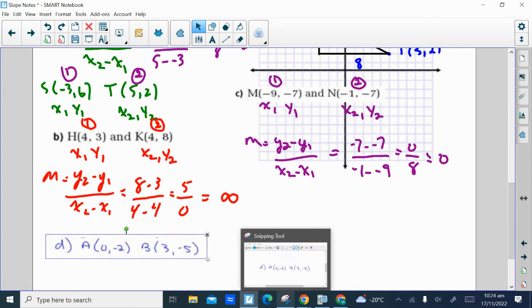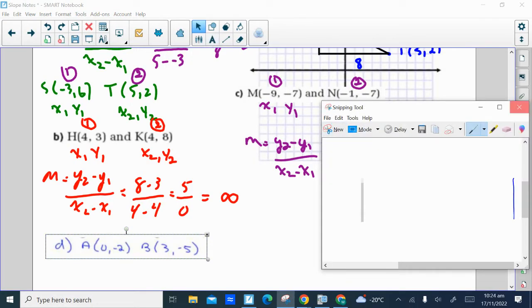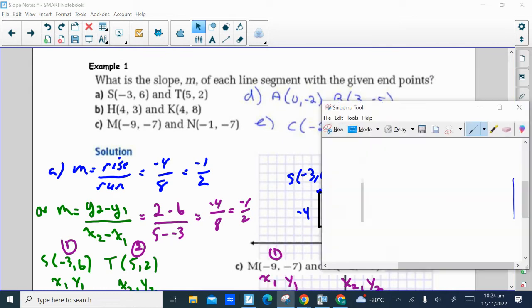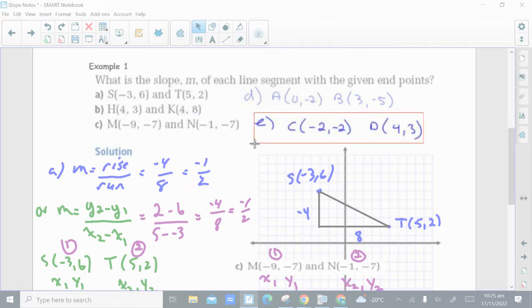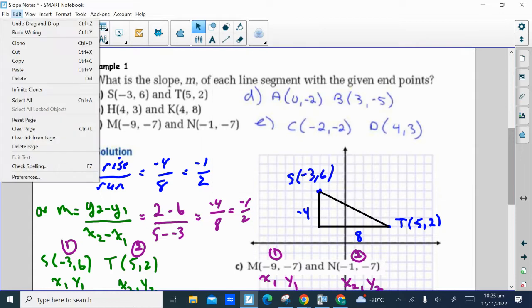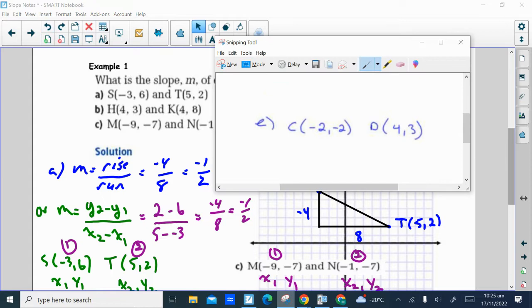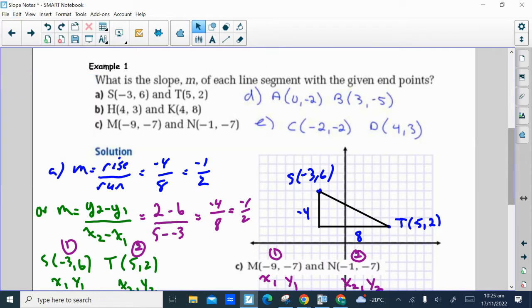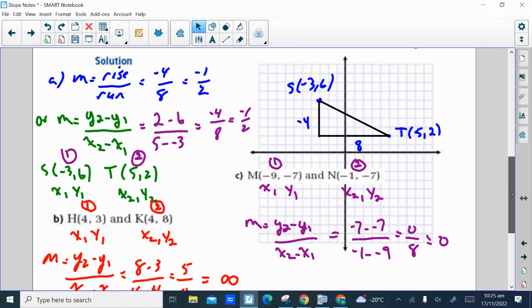So we'll do E, and then we'll do F. Or I should say we'll do D, and then we'll do E. Whoa, where did I go? There we go. Try this again.